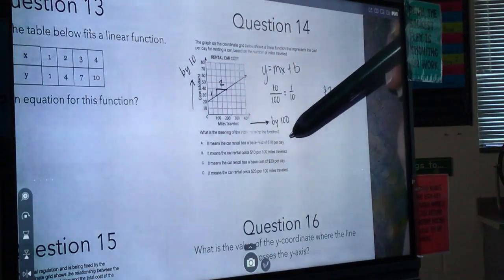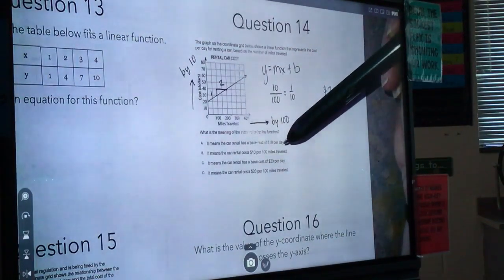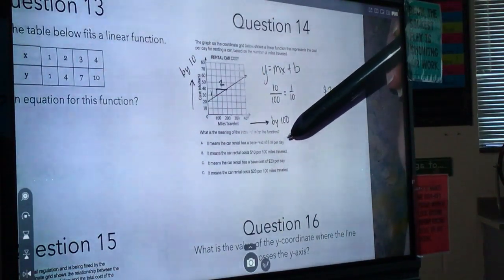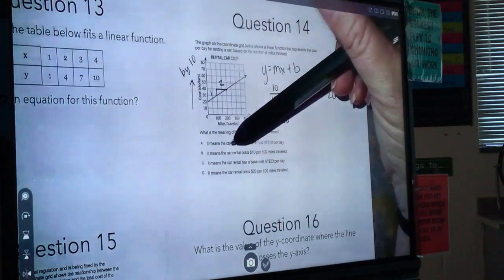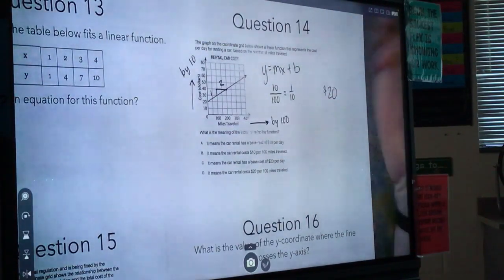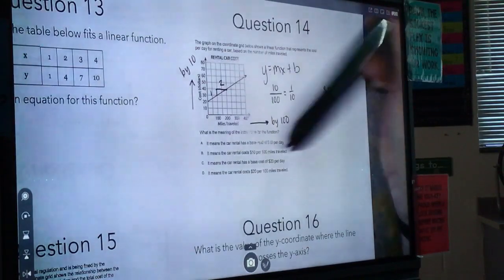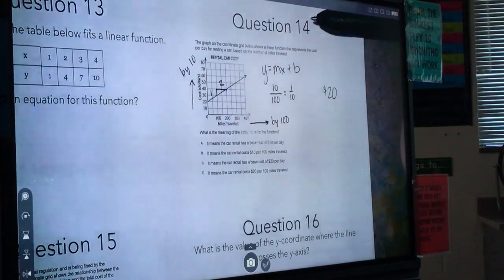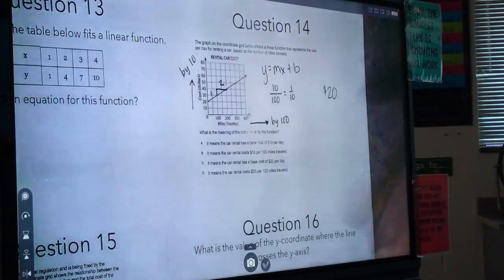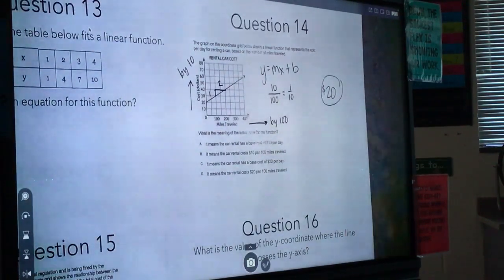You said no? Why not? So say that again, Nevaeh. She said because it's 1 over 10, not 1 over 100. It says it means the car rental has a base cost of $20 per day. Well, yeah, but it's not per day, because there's 10 beneath it.